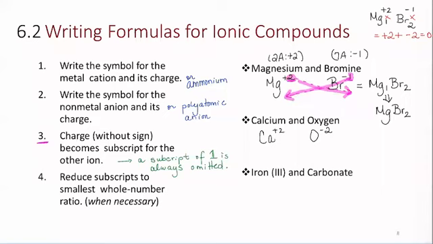Now, understand that we have step 4. Step 4 establishes that we need to reduce the subscripts to the smallest whole number ratio. There are 2 ways that we can do this, you guys, okay? If we do step 3, we can see that we're going to do Ca2O2, because we're taking this number and making it the subscript of the oxygen, and this number is the subscript of the calcium.